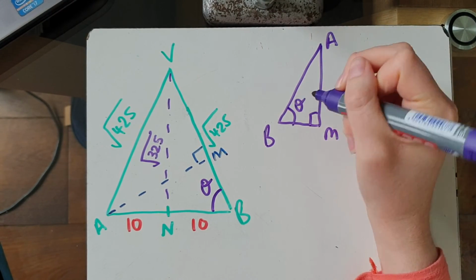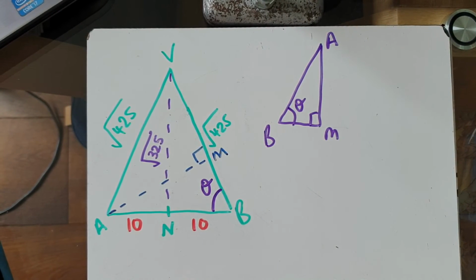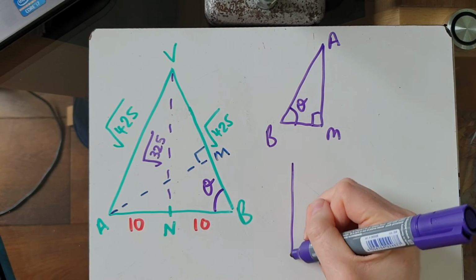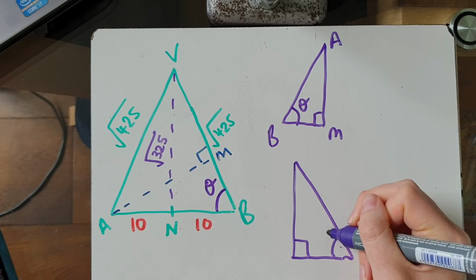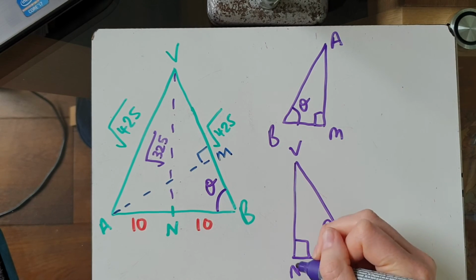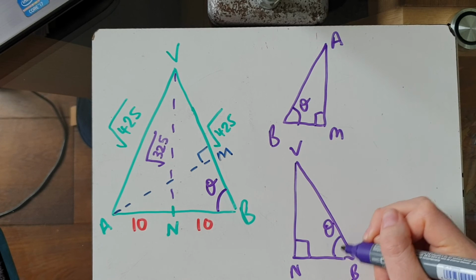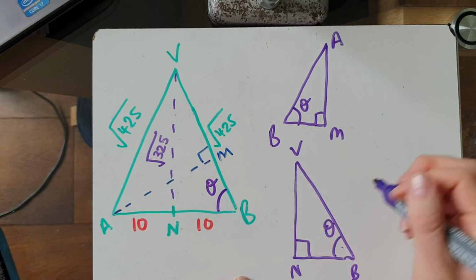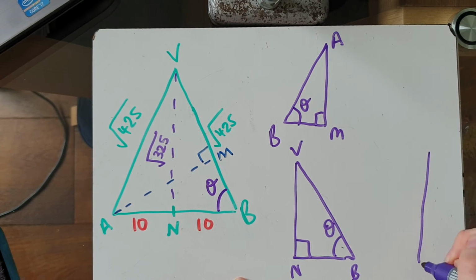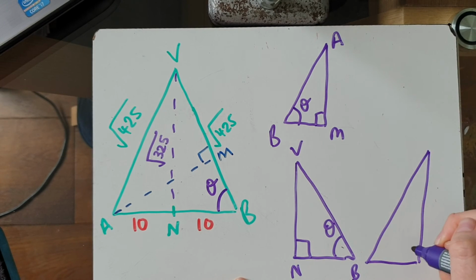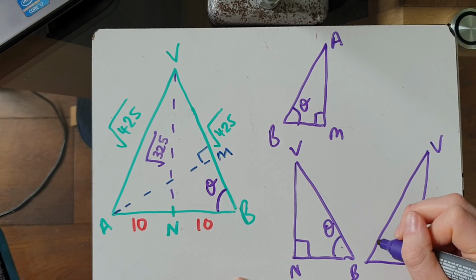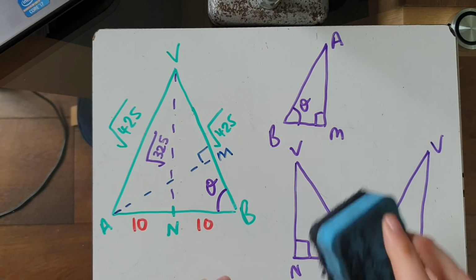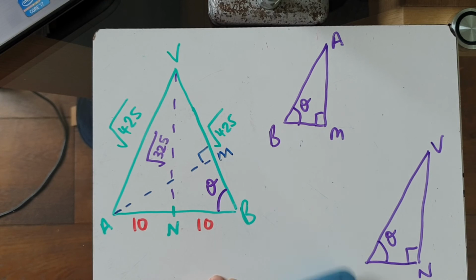then that has the angle theta here. And if we draw VNB, that has the angle theta here. If we flip this triangle around, then you can see that those two triangles are actually similar.